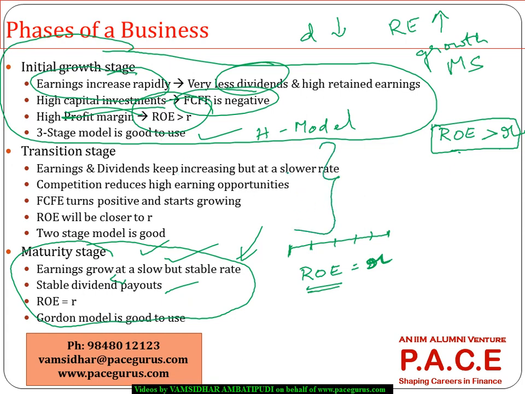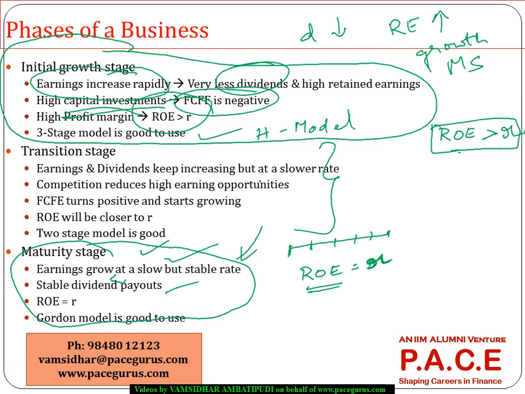Similarly, if the firm is in a transition phase, the earnings are still growing but at a decreasing rate, and competition starts entering the business. The ROE will still be higher than R, but not as high as it was in the initial growth phase. The FCFE will start turning positive and start growing. Whenever we are seeing a transition phase, having moved away from the initial growth phase, it's better that you look for a 2-stage model rather than a 3-stage or a direct Gordon growth model.